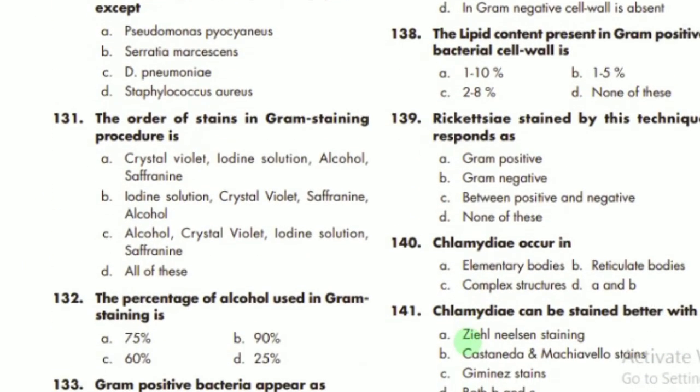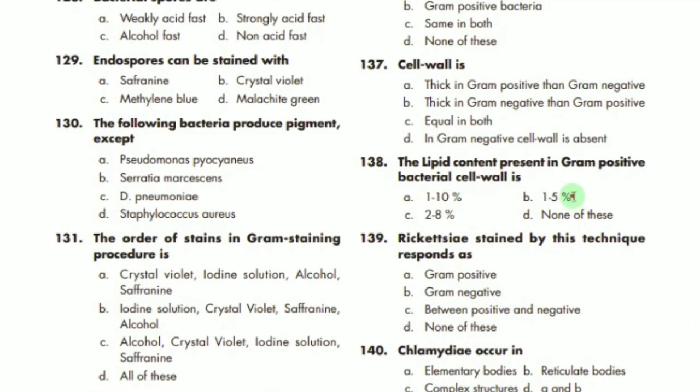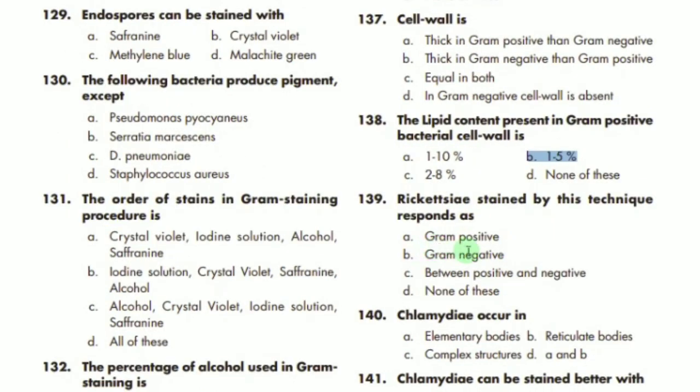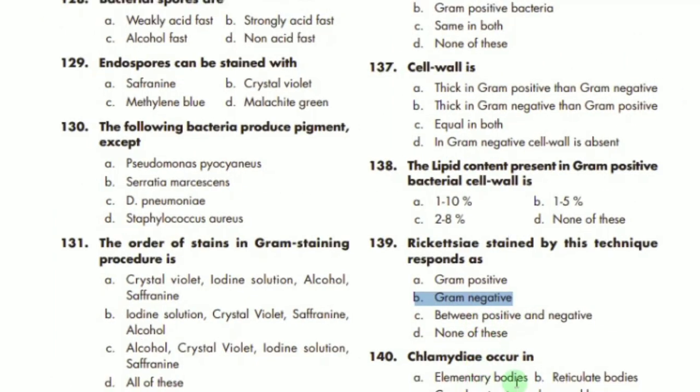MCQs number 138 says that lipid content present in gram positive bacteria cell wall is 1 to 5%. B is the correct option. Rickettsia stain by this technique respond as, so rickettsia stain, the correct option is gram negative. So B is the correct option. Chlamydia occur in both elementary bodies as well as reticulate bodies. In complex structure it is not mostly occur. So yeah, D is the correct option, both A, B.